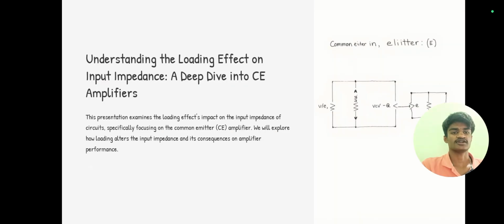The first one is understanding the loading effect on the input impedance. A deep dive into the common emitter amplifier. The loading effect's impact on the input impedance of a circuit, specifically focusing on the common emitter amplifier. We will explore how loading alters the input impedance and its consequences on amplifier performance. This is a circuit diagram of the common emitter amplifier.